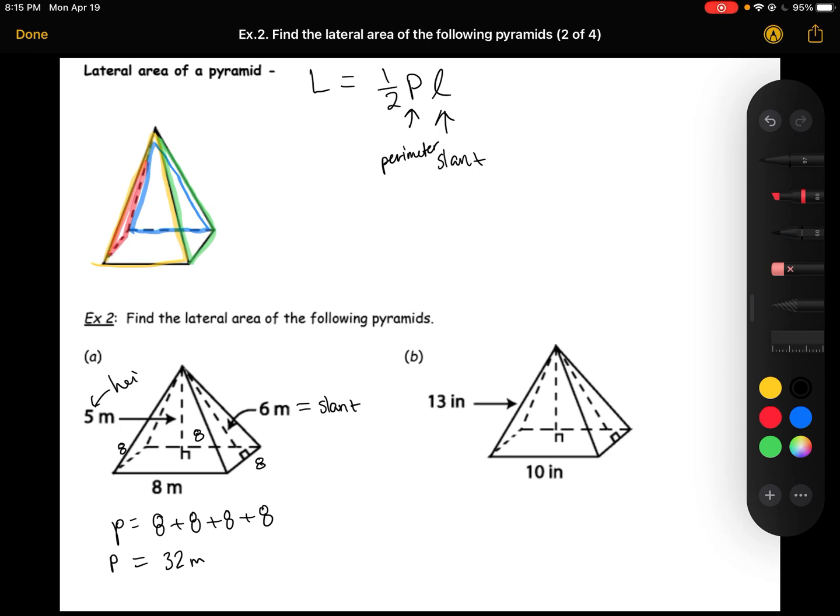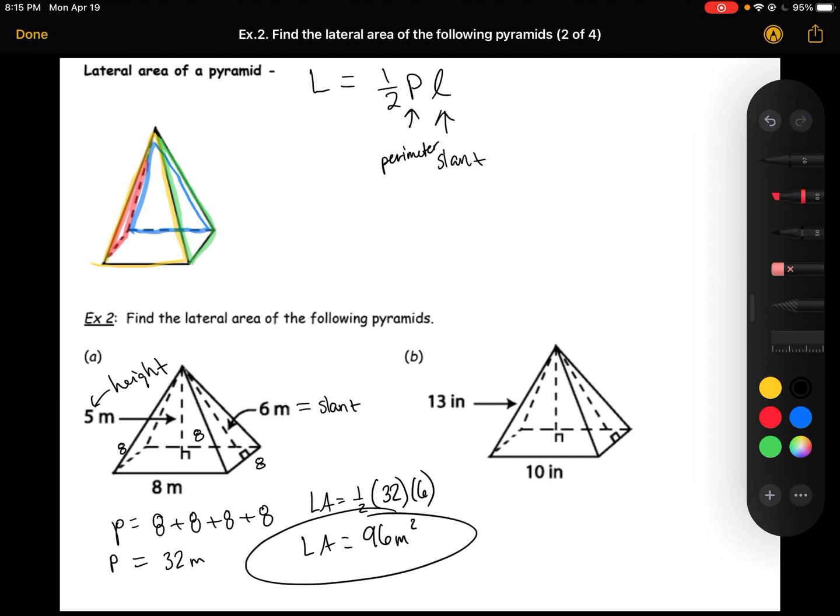So we'll get a perimeter of 32 meters in this case. We already have identified our slant. This is the same pyramid from that last page that we were just looking at. We already have identified our height. So what we need to do now for the lateral area is plug into our formula. Perimeter of 32 and a slant height of 6. So put these things together now. We'll be looking at 32 times 6 times 1/2, or divided by 2. We'll get 96 square meters.